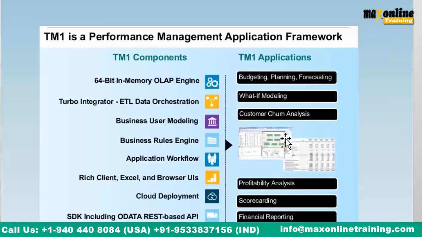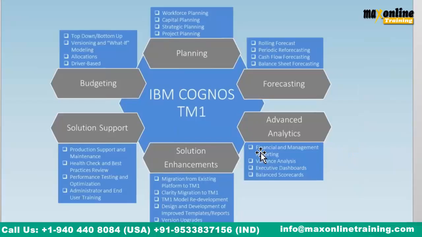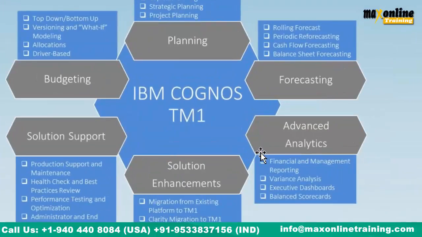This is a framework which will explain what components are used in TM1 and for which cases. This is a diagram which depicts, at each and every environment level, the primarily focused activities in TM1. When it comes to planning, we work on workforce planning, capital planning, strategic planning, project planning. These can all be achieved in TM1. When it comes to forecasting, I mentioned only forecasting, but we also have cash flow forecasting, balance sheet forecasting, periodic forecasting, rolling forecasting. All these kinds of concepts are available in forecasting.